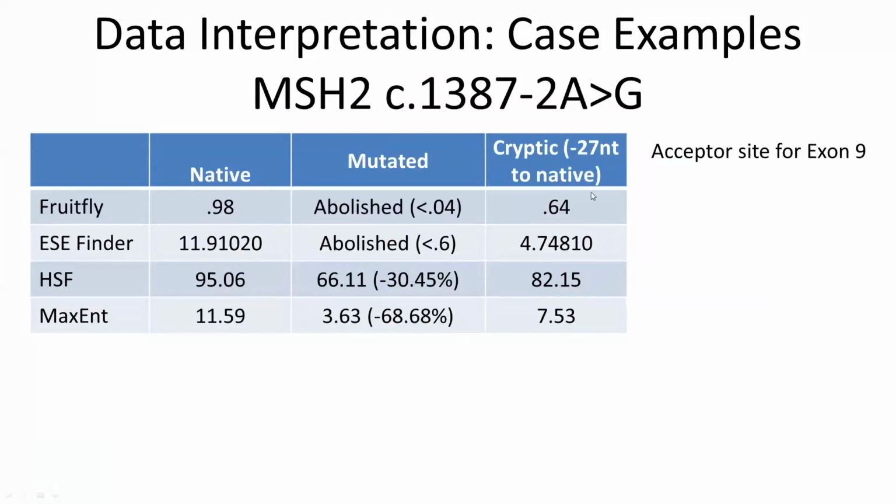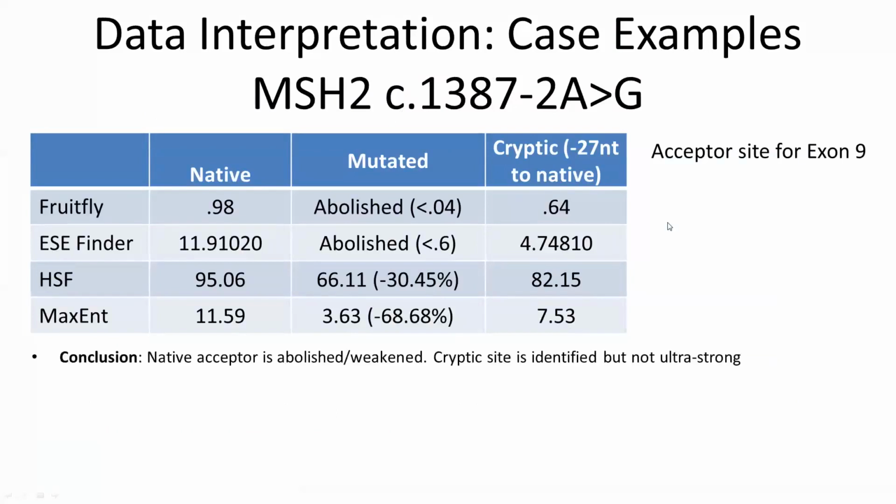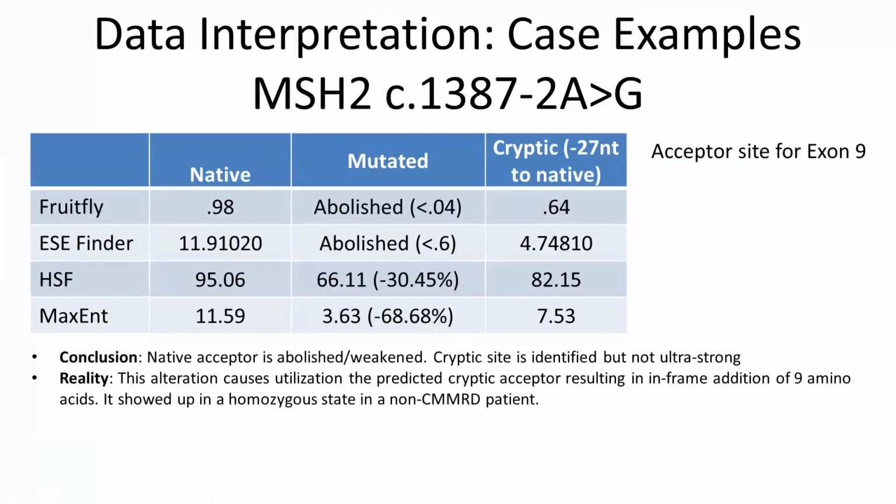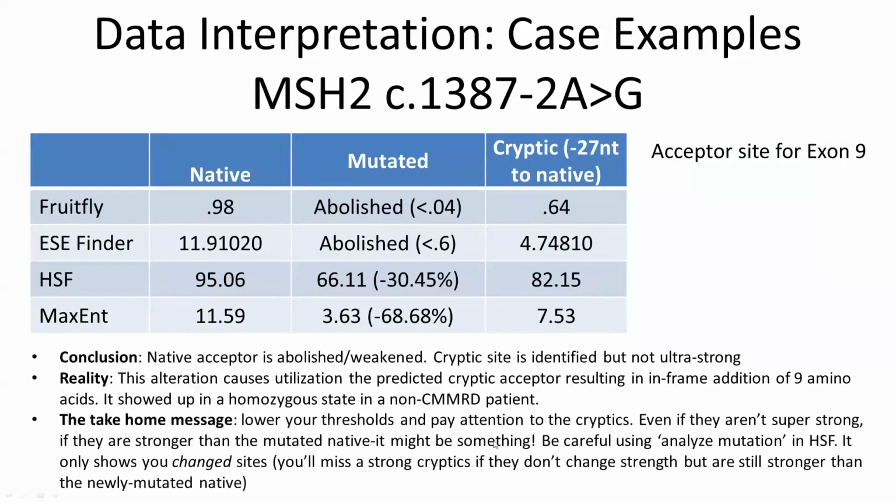There's also a predicted cryptic site. And the conclusion that I would draw is that the native site is abolished, a cryptic site is identified, but it's not ultra strong. The reality is we have tested this alteration in-house. It does utilize this cryptic acceptor to a very strong degree. And this causes an in-frame addition of 9 amino acids because of 27 nucleotides that were encoded in the intron that weren't there before. The question was whether or not it was pathogenic. This did show up in a homozygous state in a patient without CMMRD. This is not pathogenic.